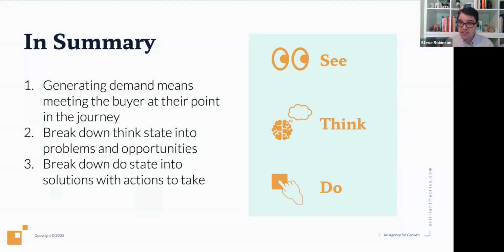Once you've done that, you can meet them where they're at with exactly the right content or offer to get them in the door, build trust, build authority, make your product or service the item that they are most interested in buying, and get them moving.